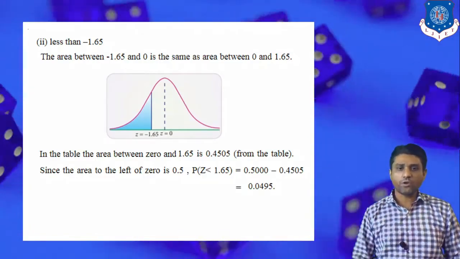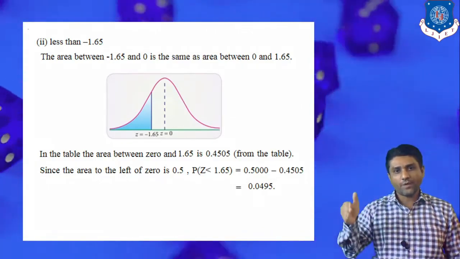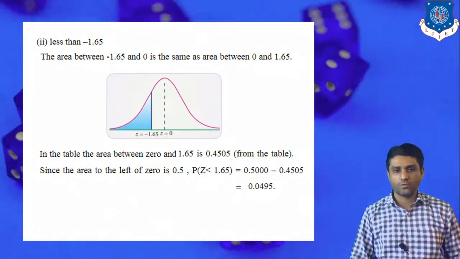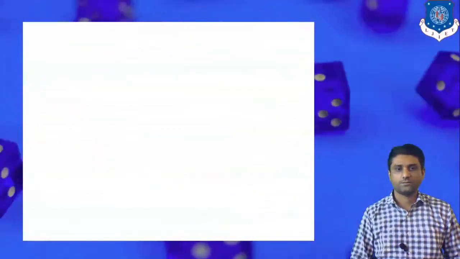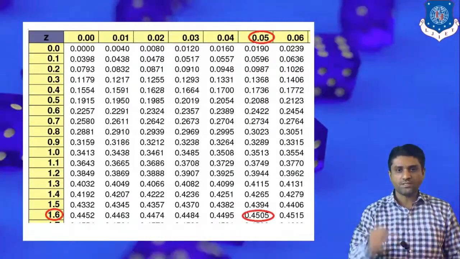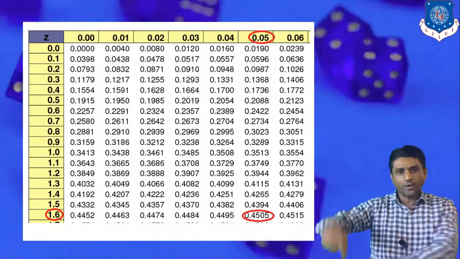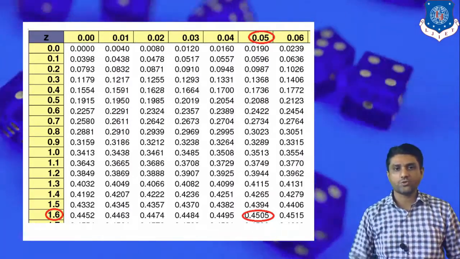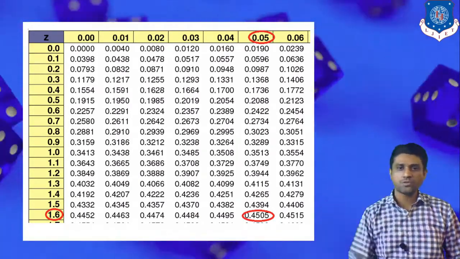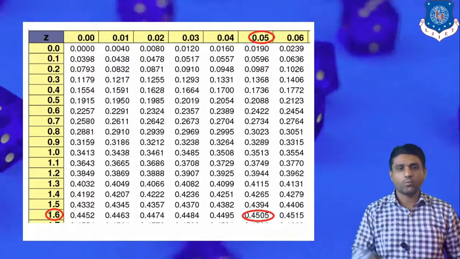Next I will show you how we can obtain the value for z lying between 0 and 1.65, which is equivalent to 0.4505. See, I have to highlight 1.6, and in the first row I highlight 0.05, and the point of intersection shows the value 0.4505, and that value we use to find the probability when z is less than negative 1.65.